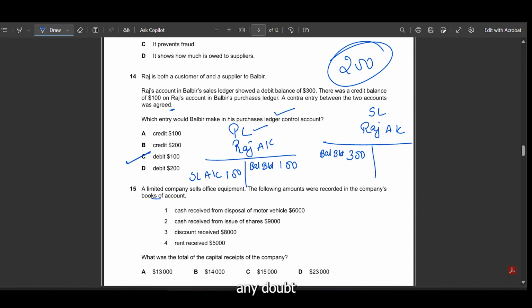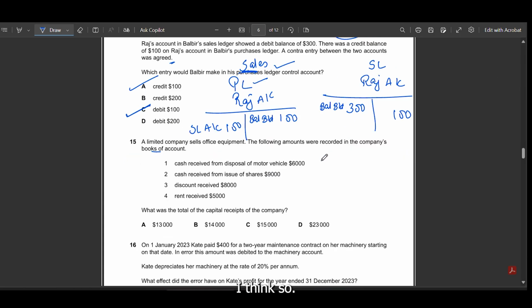Alright class, any doubt? If they had asked the same question, instead of purchase ledger, saying which entry would Balbir make in sales ledger, then in that case A would be the right answer, because I'll have to reduce Raj's account by 100. So that's the reason this account has to be credited.